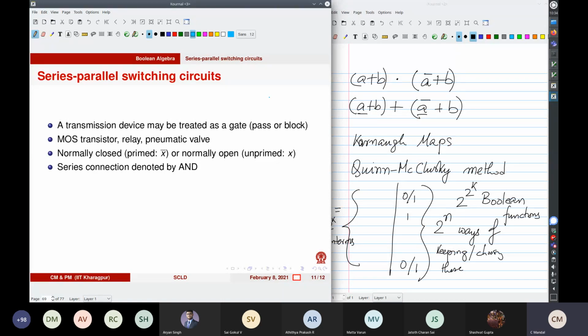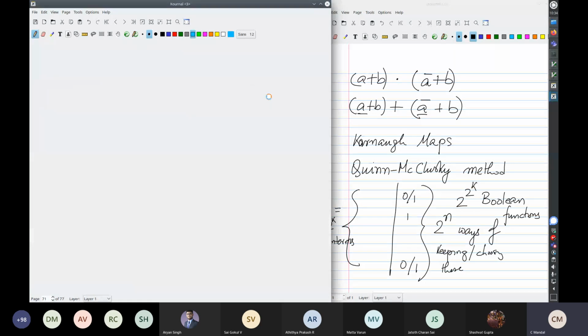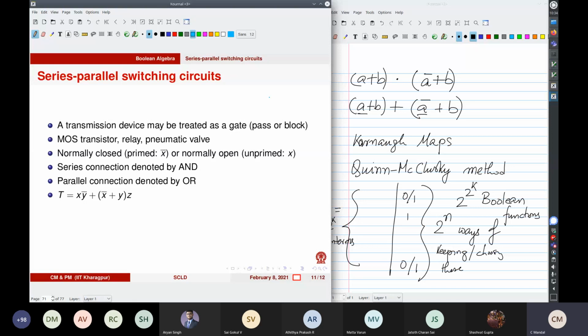All right. So series connection is denoted by AND, parallel connection is denoted by OR. So you can have a transmission expression of this form. You can say that the circuit will transmit if, going by this convention, x is open and y is closed, or if z is closed, then if x is closed or y is open. All right. So this is, we can say, a transmission expression.